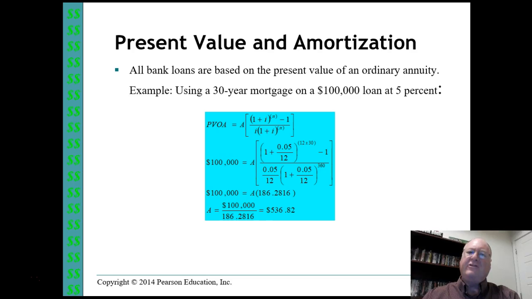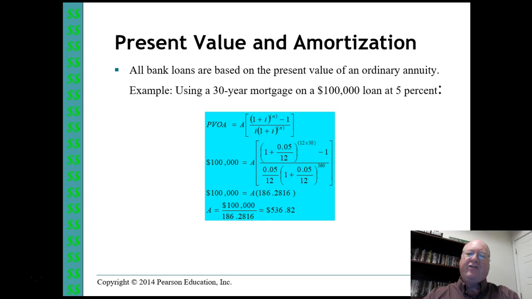I do want to mention, just in passing, with respect to present values and the use of these kinds of calculations, that it is very evident in bank loans themselves. Because all bank loans, whether they're to a business or to an individual for a mortgage or other purposes, are based on the present value of an ordinary annuity. So it's important to understand conceptually what is happening here, even if you forget over time how to do the actual calculations themselves.